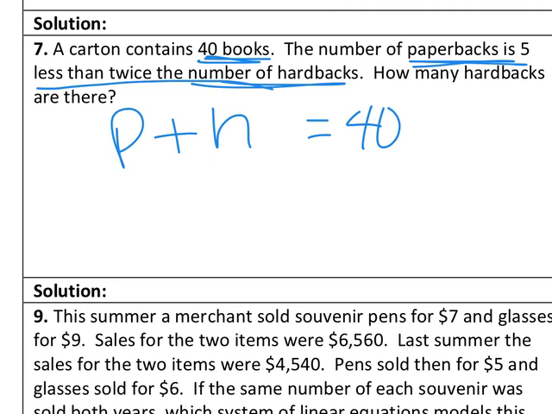The next one's a little more tricky. It says that the number of paperbacks is, and here's my key term right here, 5 less than twice the number of hardbacks. So 5 less than, I need to be subtracting something from it, twice the number of hardbacks. So 2h. So there's my equation on that one.